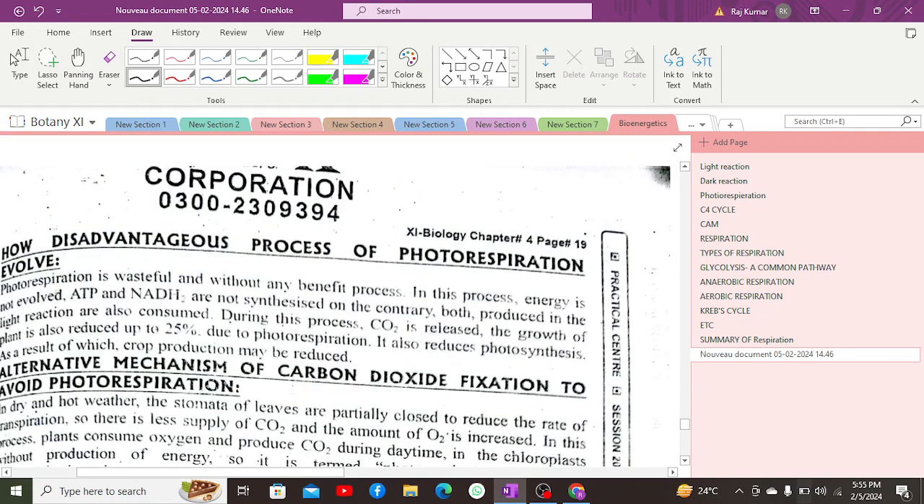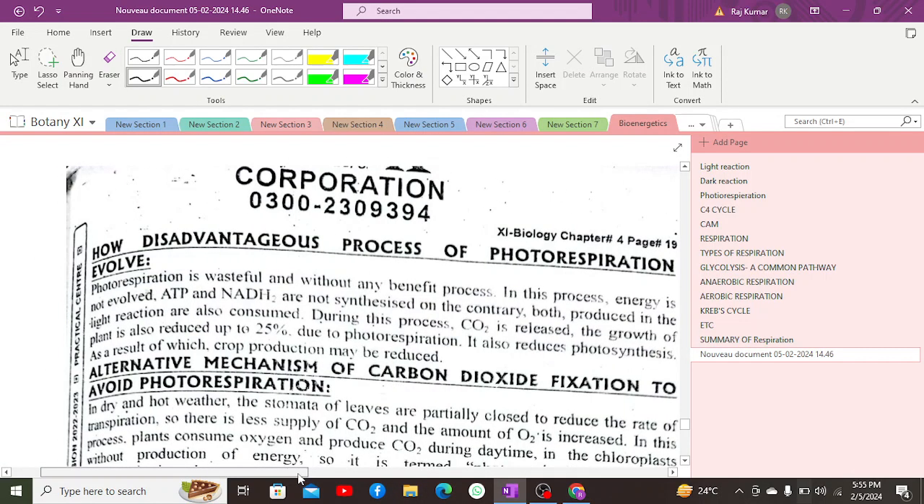Now coming to its disadvantages, because it's of no use. This process basically decreases the net potential of photosynthesis by 5%, and has a very harmful effect: it decomposes 25% of the ribulose bisphosphate present within the cell, which is supposed to be utilized for the formation of hexose.